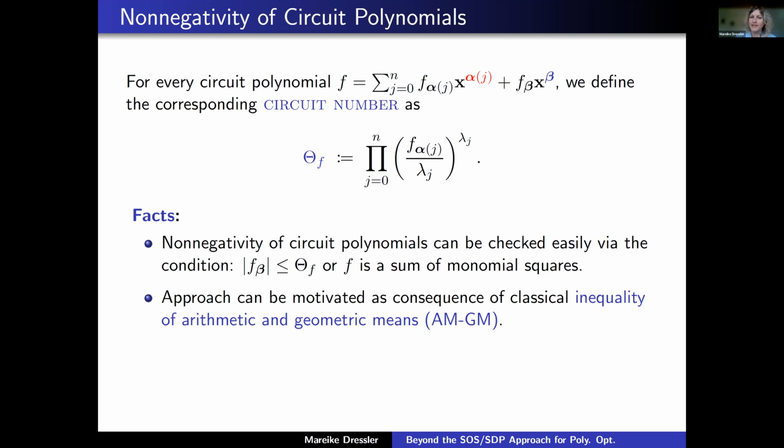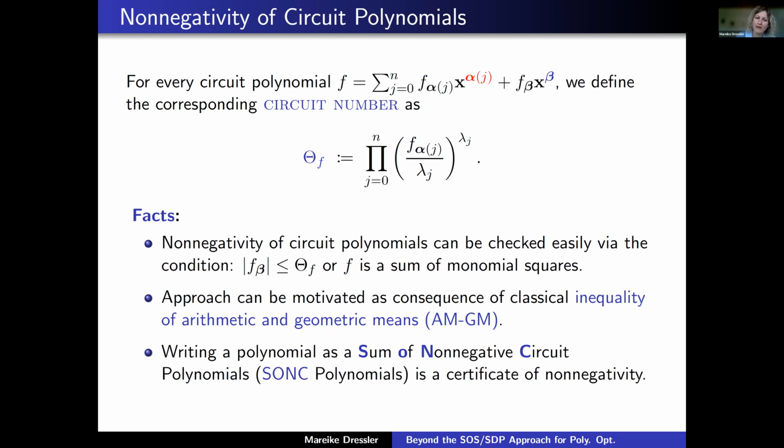So now we have the building blocks. We know that checking if they are non-negative is very easy. And if we now think about non-negative circuit polynomials, clearly they are non-negative, but to make them a larger class, we just take sums of these. So we are considering sums of non-negative circuit polynomials, which gives us a certificate of non-negativity. As for sums of squares, we now take sums of non-negative circuit polynomials, and we abbreviate these polynomials via SONC.